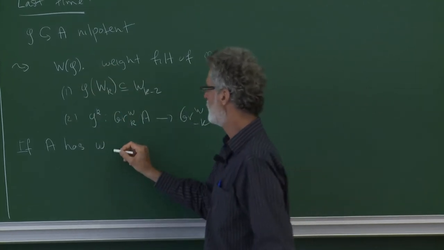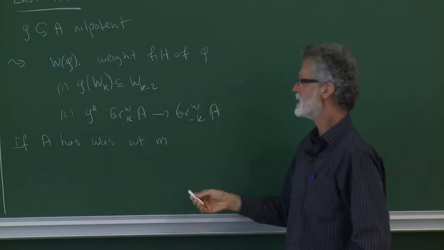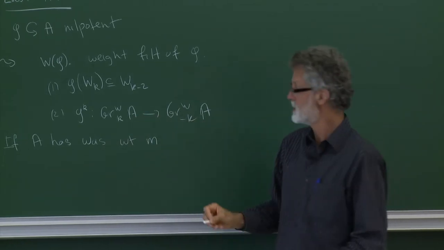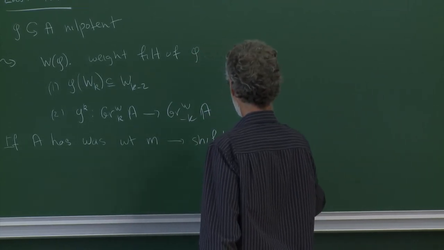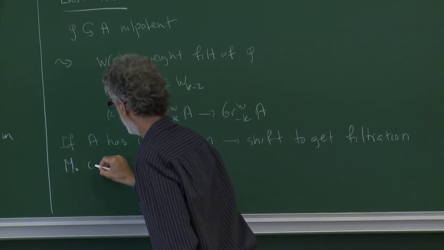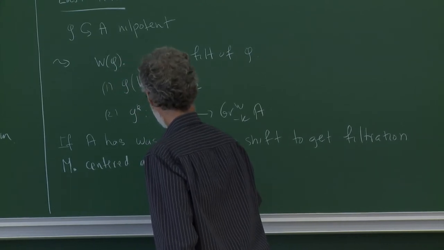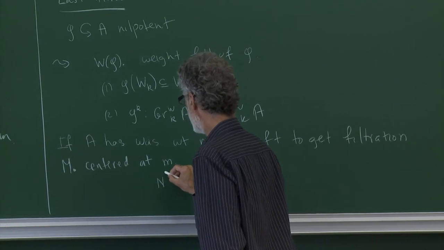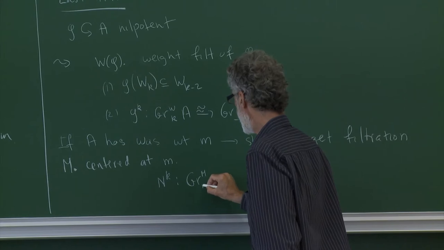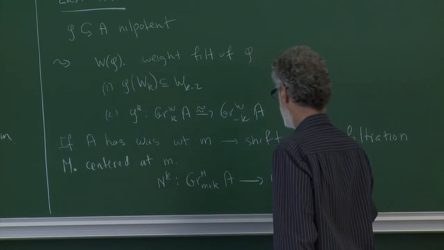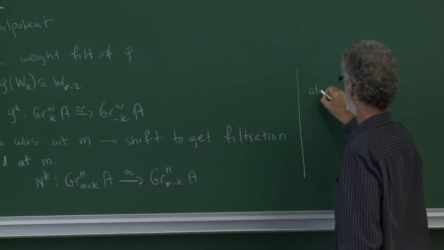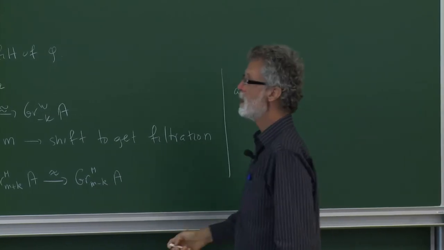Okay. So it's okay because if V has, say, weight M, so, for example, it's a Hodge structure of weight M, what we want to do is center this weight filtration at M. So shift to get a filtration M dot centered at the weight M. In this case, N to the k would induce an isomorphism from graded M plus k of A into graded M minus k of A. And again, this will always exist. So there's no restriction at all on the N.